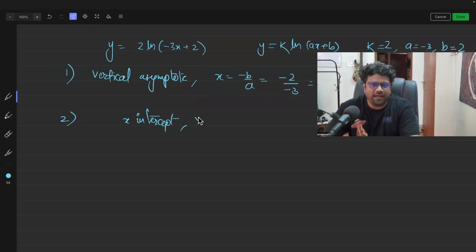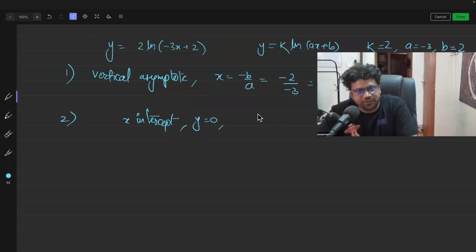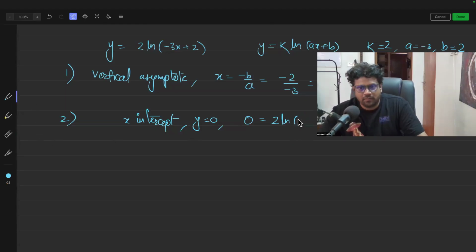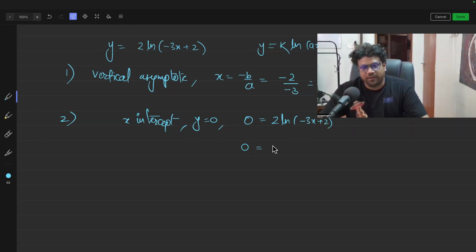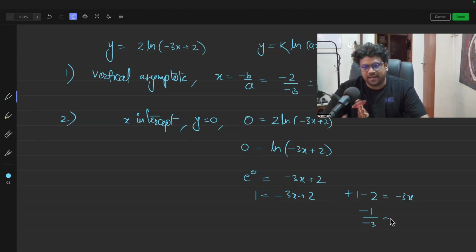X-intercept is when y is 0. Let's substitute. 0 equals 2 ln of negative 3x plus 2. So 0 equals ln of negative 3x plus 2. e to the power of 0 equals negative 3x plus 2. 1 equals negative 3x plus 2. Negative 1, 1 minus 2 is negative 3x. So minus 1 by minus 3 is x.